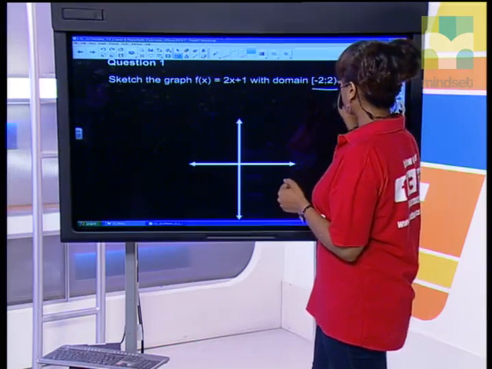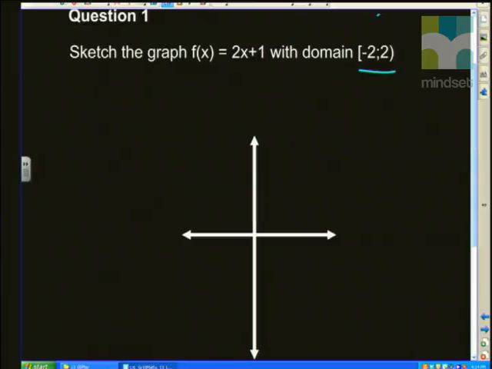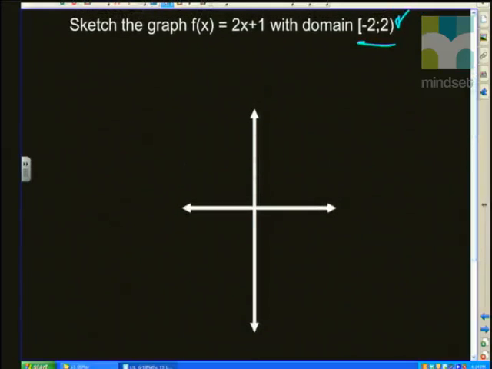is restricted from minus 2 to 2, because remember your normal domain on straight lines is x is an element of real numbers. That's the normal domain, but now they've restricted the domain. What that means is that your graph is going to start at minus 2 and it's going to end at x is positive 2. So your end points will be affected by the restricted domain, and I'm going to show you how they're going to be affected in a second.